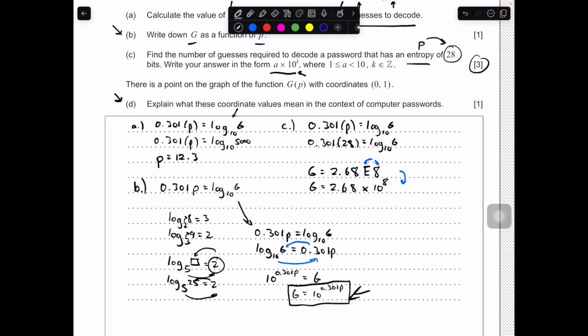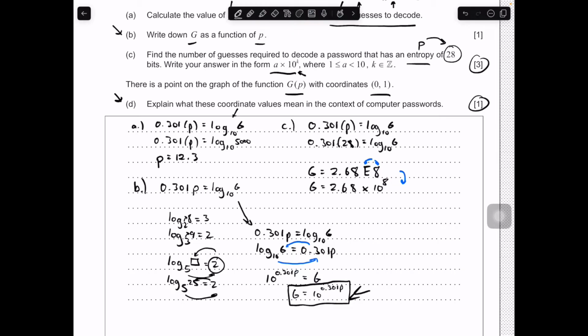This is a challenging question. I'll be honest, it took me a couple of times to read this initially when I was looking through this. There's a point on the graph of the function g of p with coordinates 0, 1. Explain what these coordinate values mean in the context of computer passwords. 1-mark question. We should be able to do this in about a minute or so. Potentially this could be like a kind of black hole. Don't get sucked into this if it takes too long, but let's work it out.